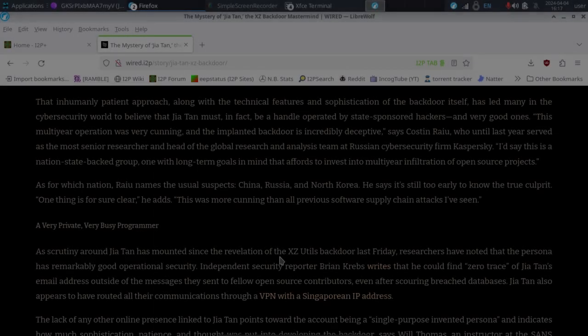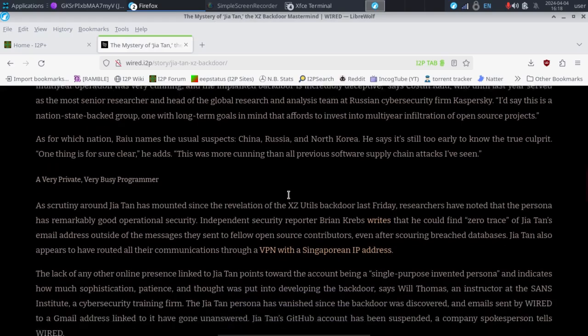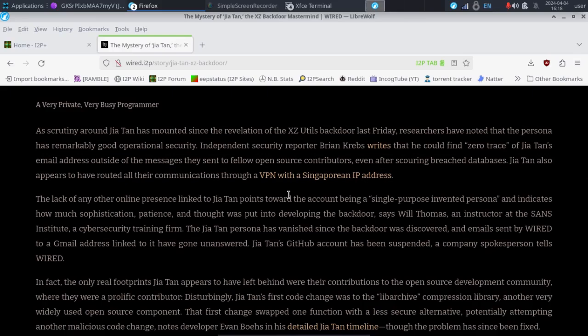And Russian cybersecurity firm Kaspersky gave their own input on this backdoor, and to state, I'd say this is a nation-state-backed group, one with long-term goals in mind that affords to invest into a multi-year infiltration of open-source projects, end quote. For which nation? This Kaspersky employee named the usual suspects: China, Russia, North Korea. I think it's very probable it is one of those three. It could also, they also mention, be Iran or Israel. And that's a very real probability as well.